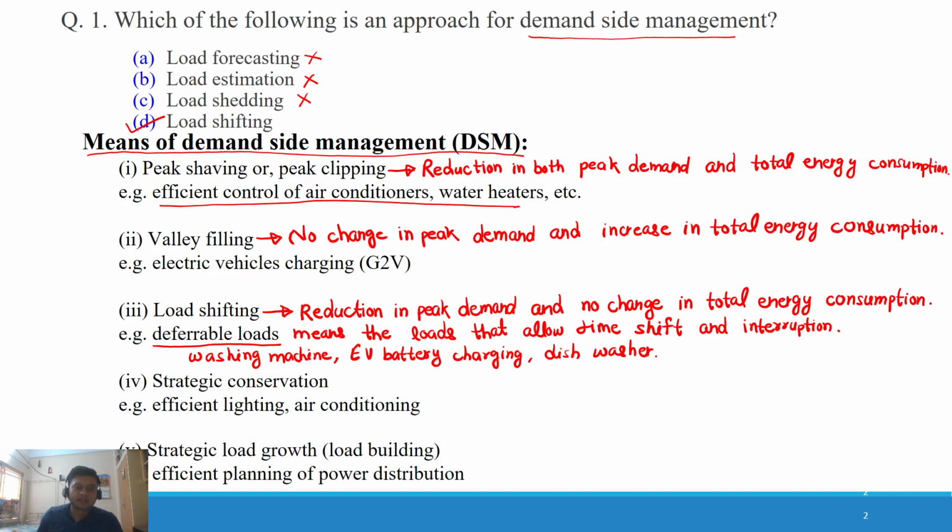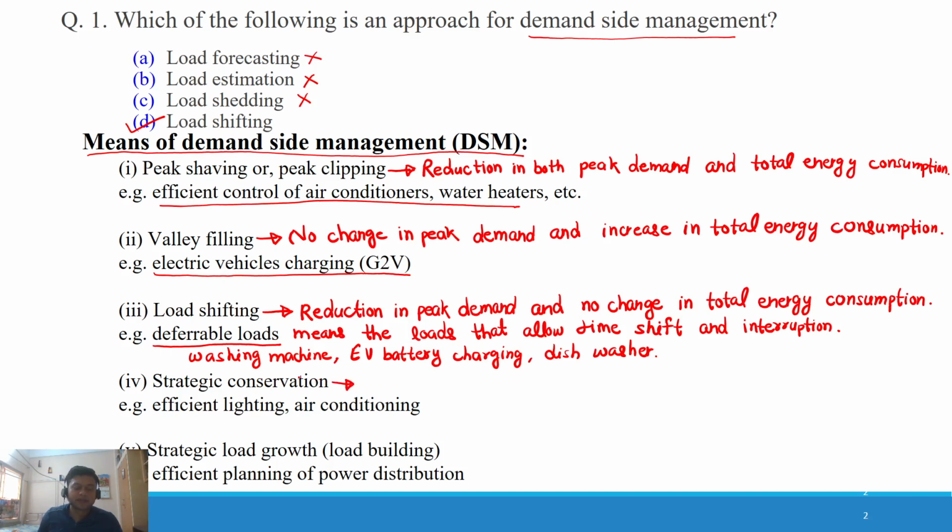The example for valley filling is also electric vehicle charging, grid to vehicle. We are taking power from the grid at off-peak hours, such that the power demand at valley hours or off-peak hours increases. And the next one is strategic conservation.